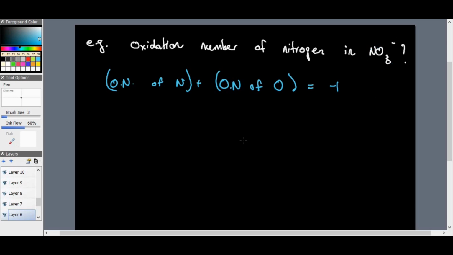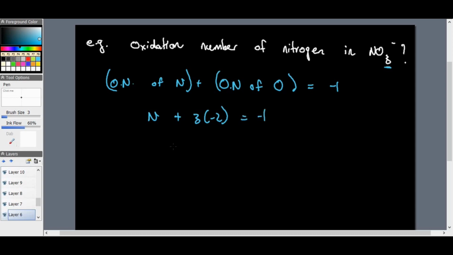So we basically got to find what is the oxidation number of nitrogen. We don't know what that is, so we'll just leave it like that. But we know that the oxidation number of oxygen is minus 2, and we have 3 of them. So we're going to have N plus 3 times minus 2 equals negative 1.